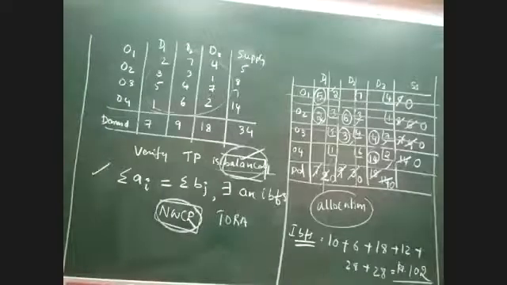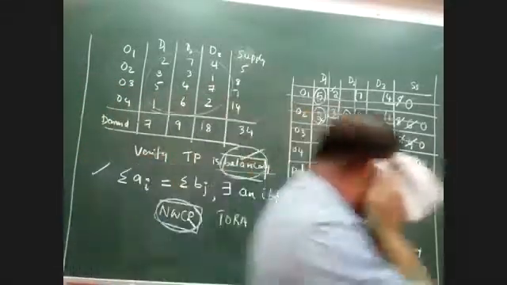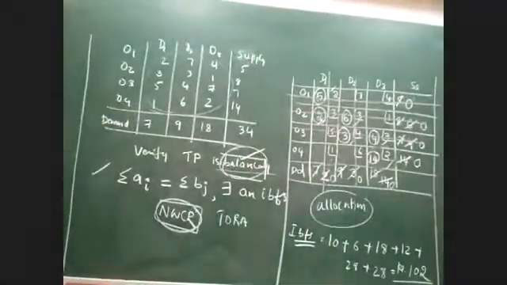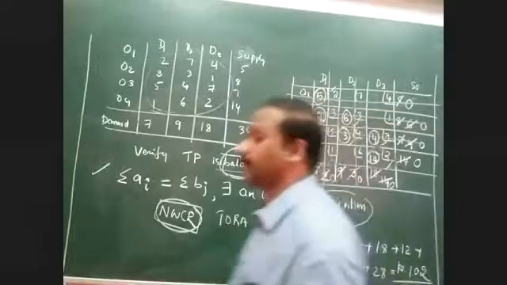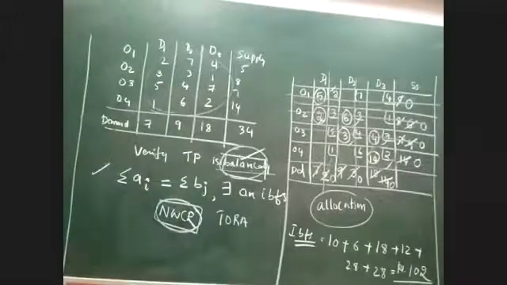For the first one, EOQ is 900. The number of orders is 10. The reorder level is 1752. Only 3 questions were asked in the first one. Have you all got the same answers, everybody in the class? Yes, sir. Great. Okay, go to the second question now.